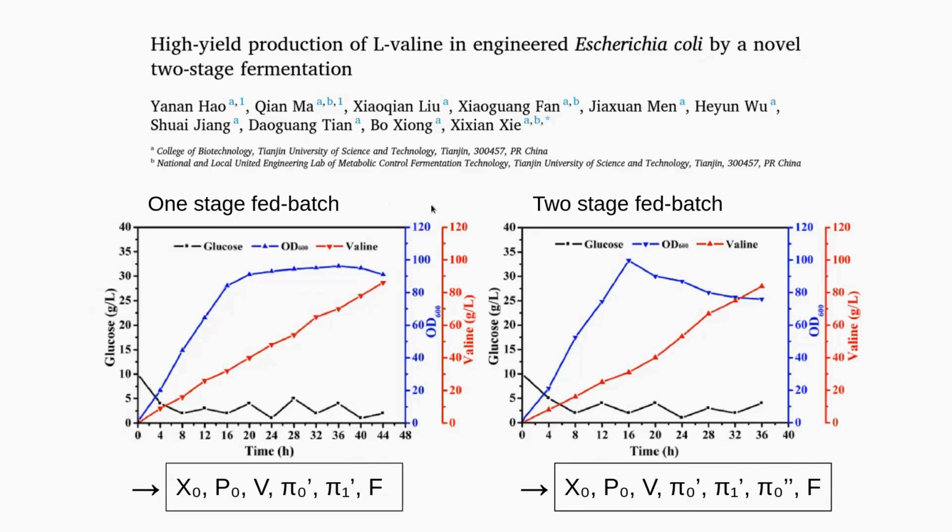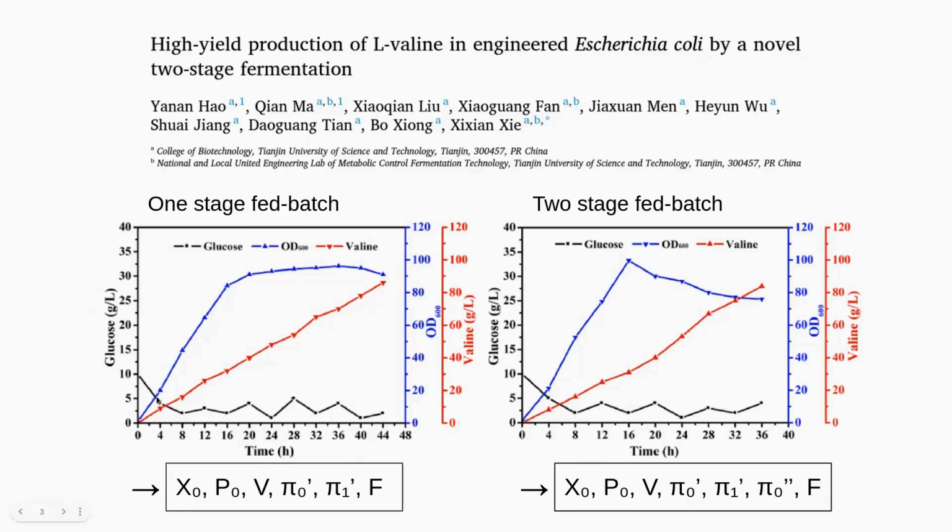On the right is a corresponding two-stage process where growth is arrested after 16 hours when the conditions switch from aerobic to microaerobic. We extracted biomass and L-Valine data from both of these figures and used it to fit the parameters we need as input for our tool FedBatchDesigner.